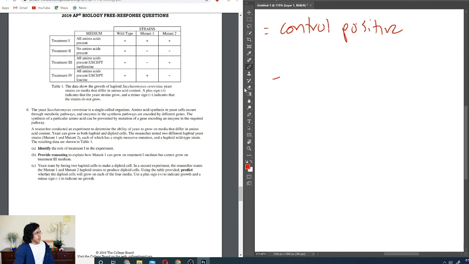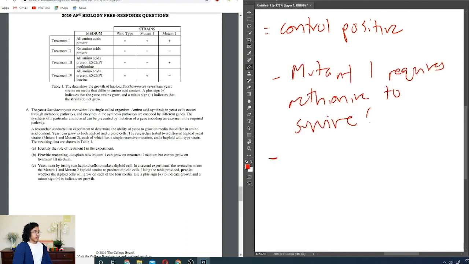Provide reasoning to explain how mutant 1 can grow on treatment 1 medium but cannot grow on treatment 3. Basically that means that it needs methionine, right? Because if it could grow on 1 but can't grow when it's missing methionine, that means it needs methionine to survive. It cannot synthesize it on its own from other ones.